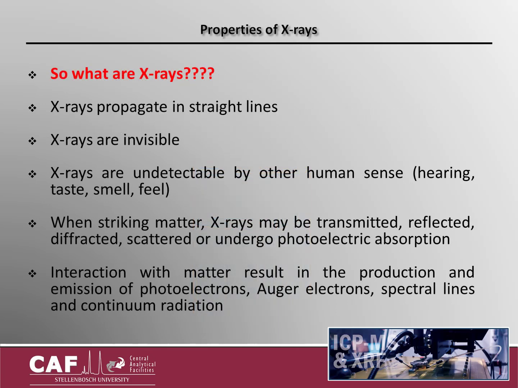X-rays propagate in straight lines. They are undetectable by humans as they are invisible and we can't hear, taste, smell or feel them in our surroundings. X-rays can be transmitted, reflected, diffracted, scattered or undergo photoelectric absorption when striking matter. When interaction with matter occurs in these various manners, the results can produce and emit photoelectrons, Auger electrons, spectral lines, and continuum radiation. The last two mentioned properties form the core of XRF spectrometry.